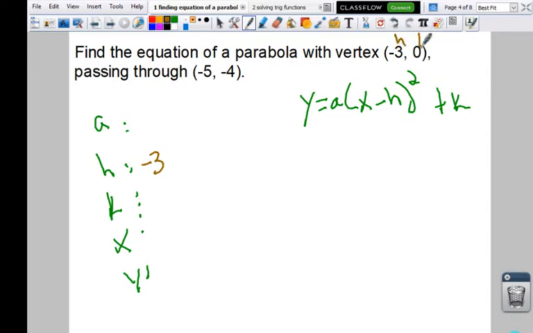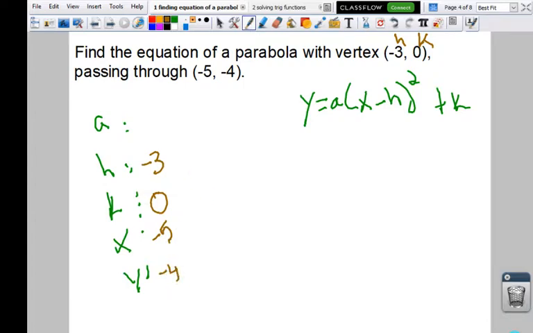So it literally gives you these numbers. You just have to put them in. Alright, Austin, what's k? k is 0. Yep. And then Dazen, what's x? Negative 5. Yep, negative 5. And the last thing is going to be the y, which is negative 4.